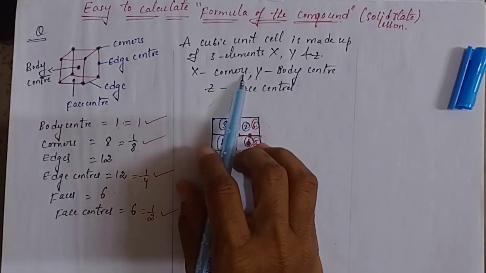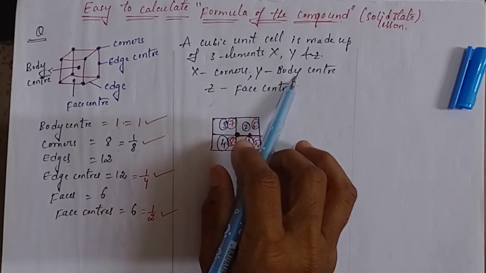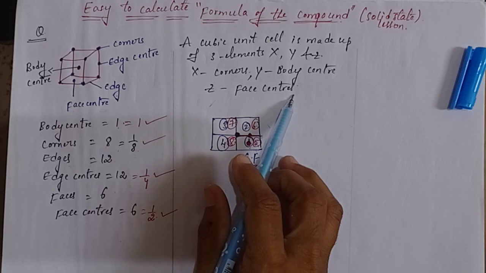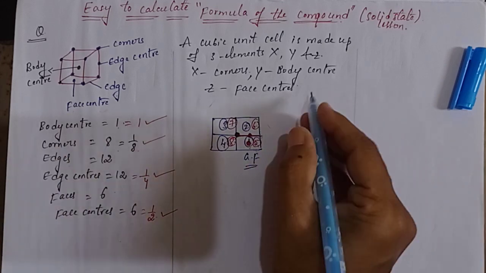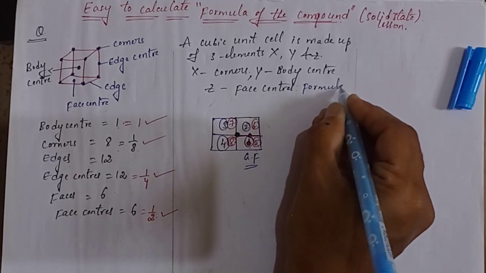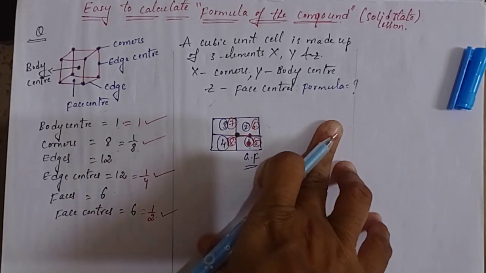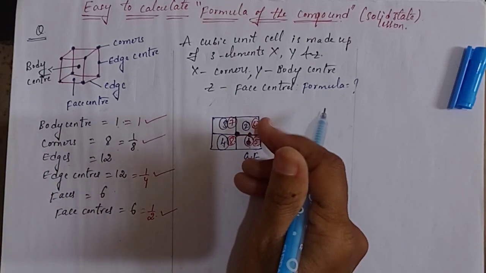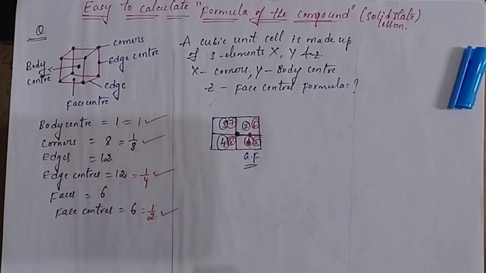X atoms are present at the corners, Y atoms are present at the body centers, and Z atoms are present at the face centers, students. Now the question asks for the formula of the compound. How do we find it? The number of atoms of X per unit cell.